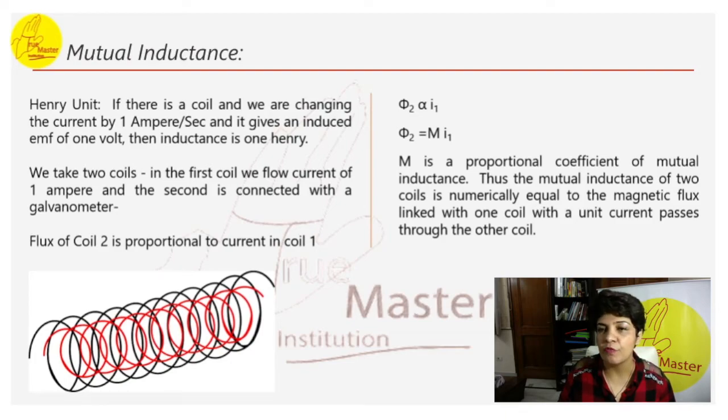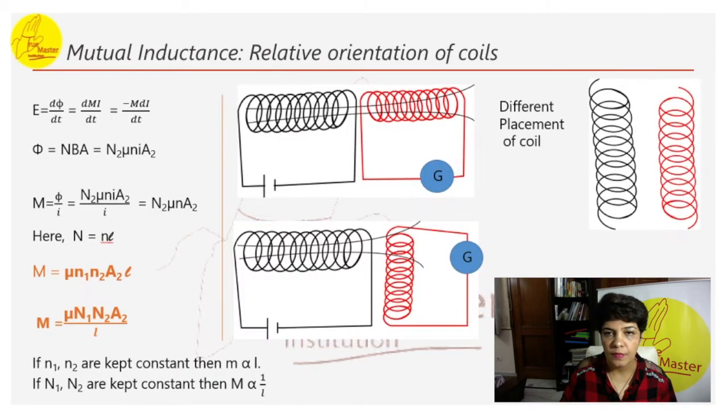So here we know flux 2 is proportional to the current that is going to flow in coil 1, and M is the proportionality constant. Thus the mutual inductance of two coils is numerically equal to the magnetic flux linked with one coil when a unit current passes through the other coil. So we derive the formula here, flux is equal to Mi.